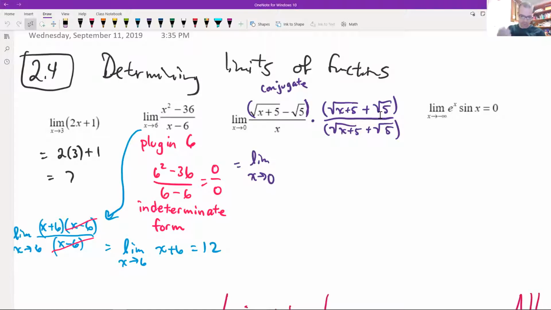And now we multiply through by the conjugate on top. On top, we get x plus 5 for the square of the first term. We would have square root of 5 times the square root of x plus 5, and then we would subtract 5 times the square root of x plus 5, so those middle terms cancel out. And then the last term would be minus 5. So now the top of that fraction is just x. And on bottom, we have x times the square root of x plus 5 plus the square root of 5.